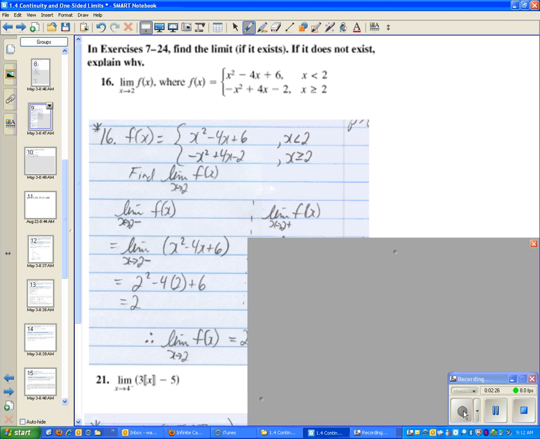Use the definition of the function where the x coordinates are to the left of 2. Well, aren't those the numbers that are to the left of 2? The ones that are less than 2? All right? So that's the definition I use. So I'll make that the limit as x approaches 2 from the left of x squared minus 4x plus 6. And I can use substitution on that. There's no reason not to. So use substitution. Replace x with 2, you simplify it, and you get 2.